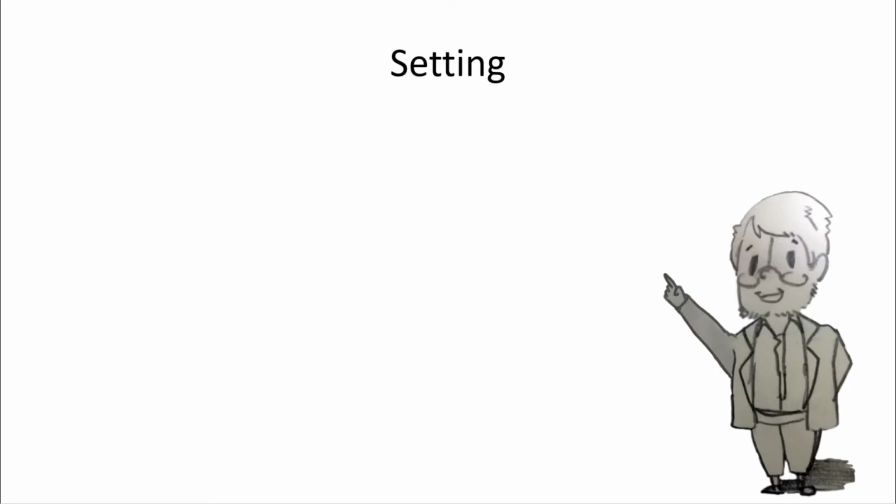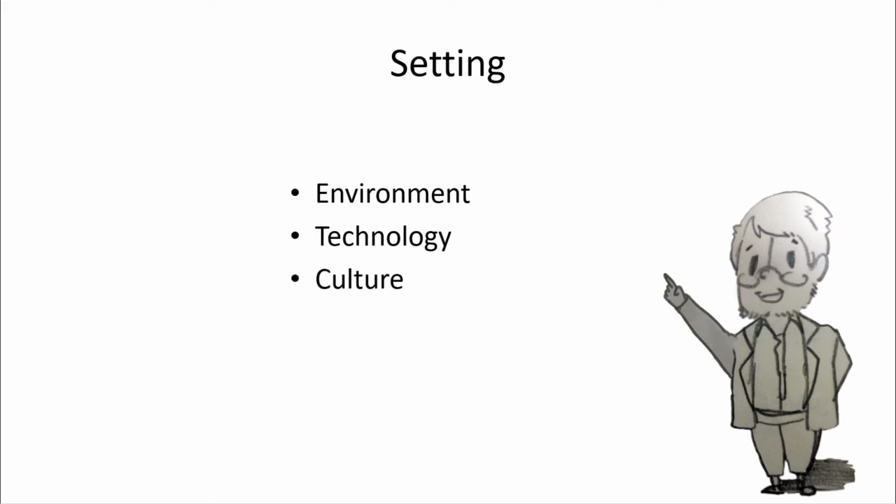So now let's talk a little bit about setting. There are sort of three things that we can talk about in setting. First of all, we have an environment. We have to think about the technology that is available. And we also have to think about the culture of the setting. We're going to focus mostly on just describing and talking about environment and environmental storytelling. But be aware that technology and culture shapes the environment that the player will be going through.